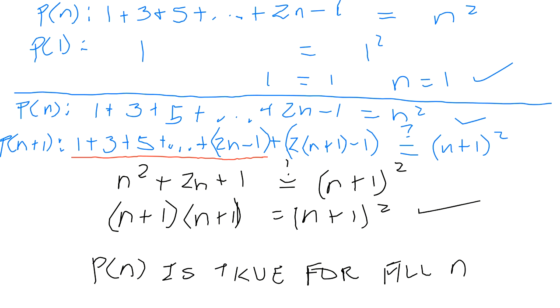Sir, just explain how we arrive at the term where we have 2 times bracket n plus 1, minus 1. How do you derive that term? Oh, which term? The term in the line that says P of n plus 1. Yeah, we have the 2 times bracket n plus 1 close bracket minus 1. How did I get that?